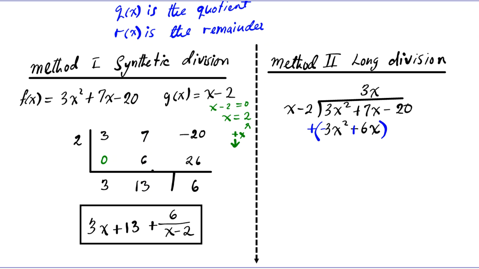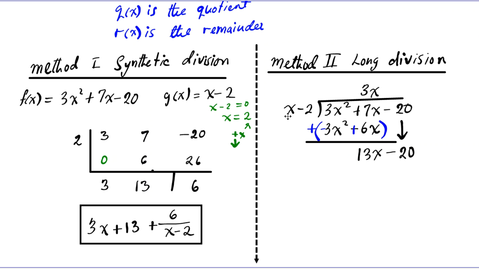So when you subtract, you add down, and the first terms always have to cancel out. 7x plus 6x gives us 13x. And then you bring down negative 20 because since the divisor is a binomial, we always have to deal with binomials, 2 terms at a time. That's how you do it.